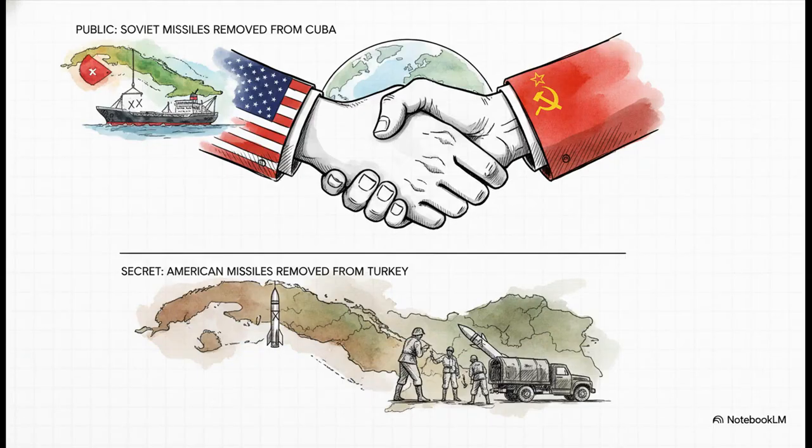In the end, it was a back-channel deal that saved the world. Publicly, the Soviets agreed to pull their missiles out of Cuba, and the U.S. promised it would never invade the island. But here's the secret part. The U.S. also quietly agreed to remove its own nuclear missiles from Turkey a little later on. It was a clever compromise that gave both leaders a way to back down without looking weak.